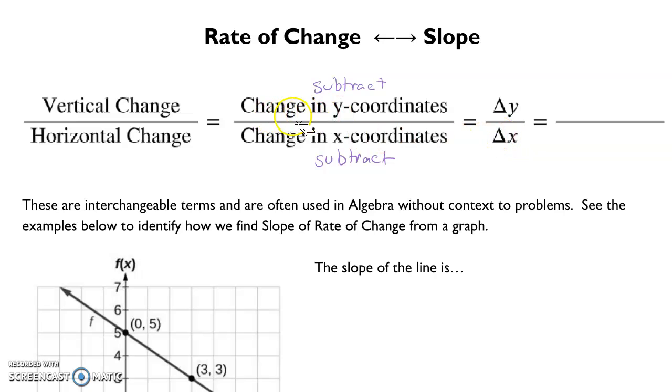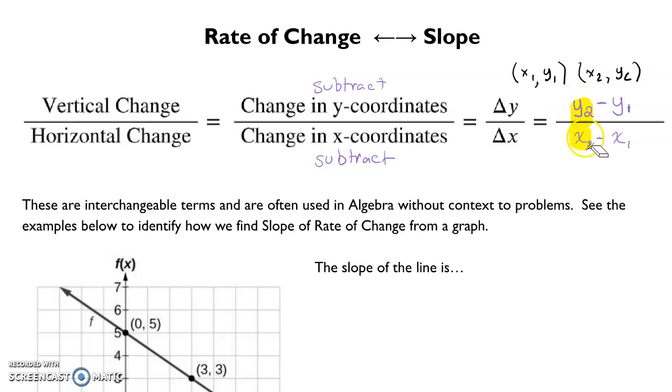Typically you're going to hear us speaking change in y over change in x. The way that we would write that is y sub 2 minus y sub 1 over x sub 2 minus x sub 1. What those represent is we would have 2 ordered pairs, an x and a y, an x1, y1, and an x2, y2.